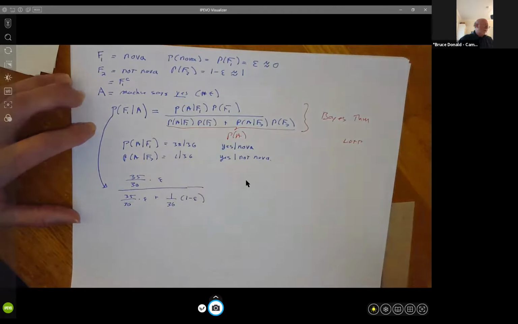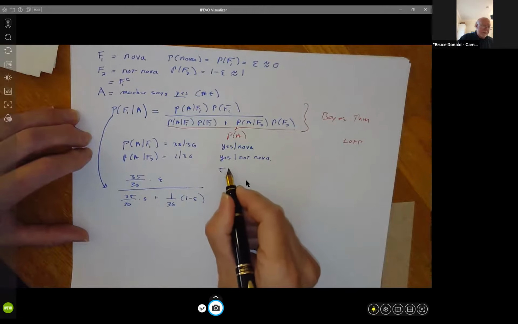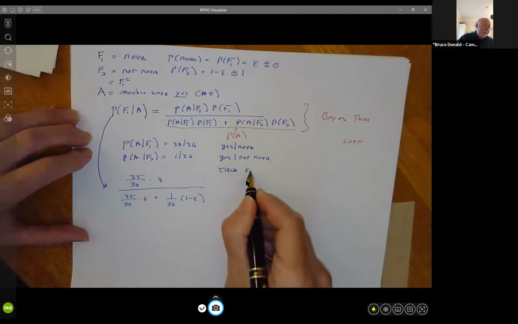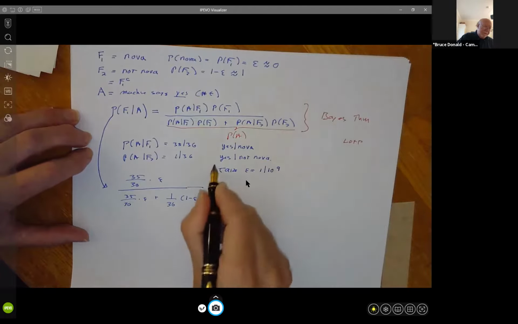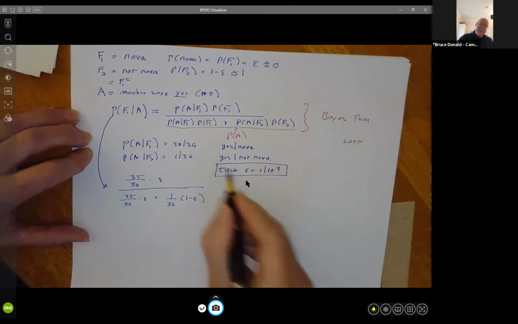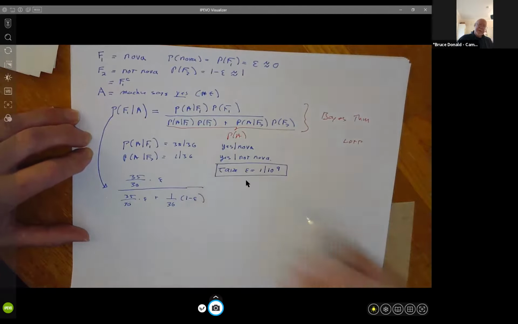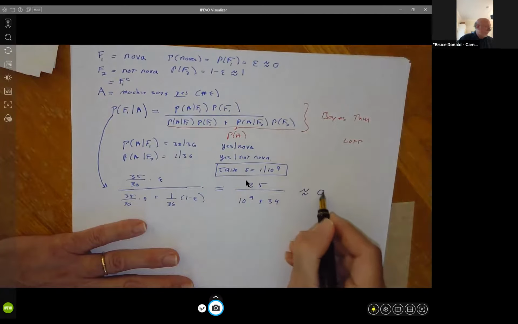So let's say, just to do some calculations, let's take epsilon to be 1 part in a billion. I'm just saying, suppose the probability of the sun going nova at any instant is only 1 in a billion. So very unlikely. Then this expands out to 35 over 10 to the 9th plus 34, which is pretty close to 0.